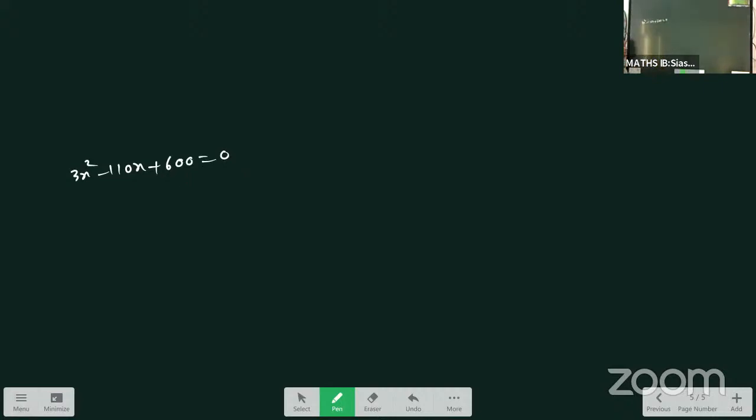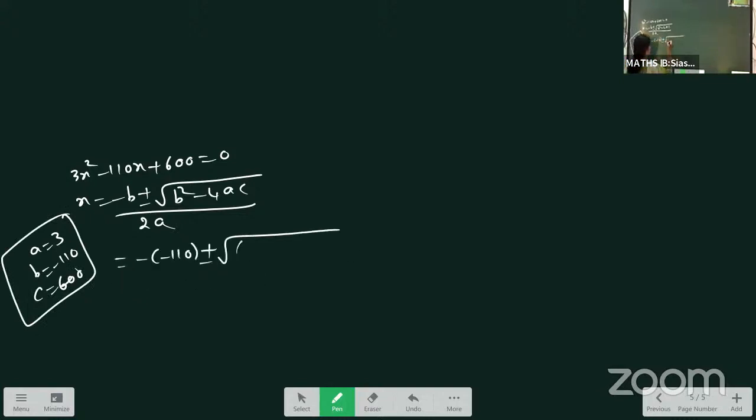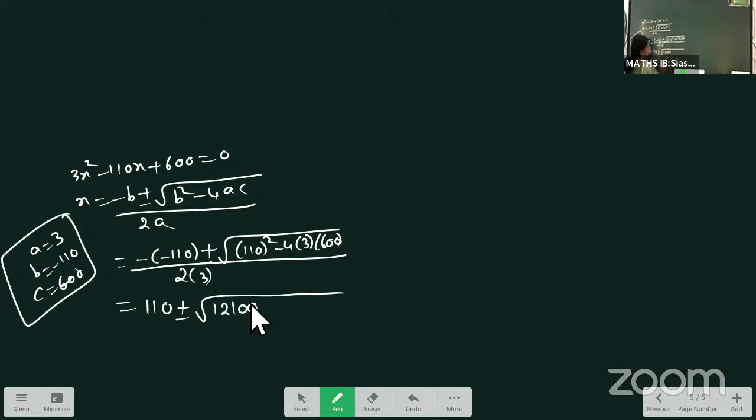We are not getting any factors for this quadratic equation. When we do not get factors, we know x is equal to minus b plus or minus under root b square minus 4ac by 2a, where a is 3, the x square coefficient, b is minus 110, and c is 600. Substituting: 110 plus or minus under root of 110 whole square, 12100, minus 4 into 3 into 600, which is 7,200, by 2 into 3, which is 6.